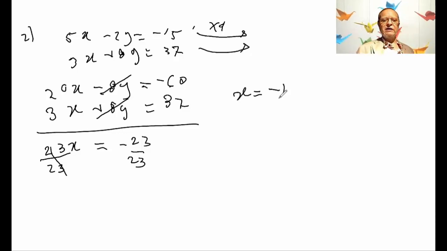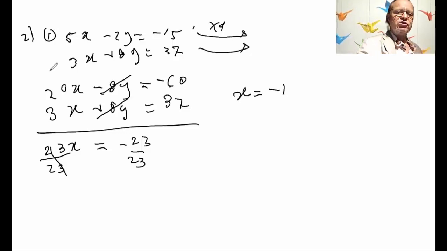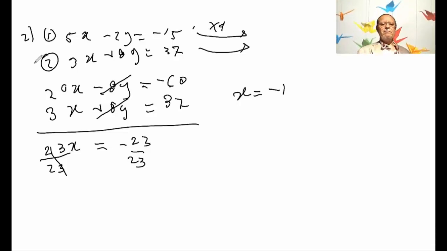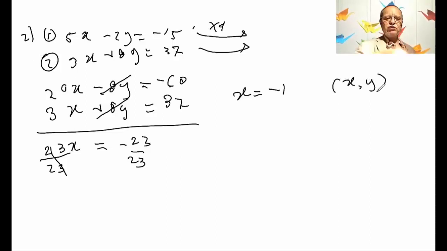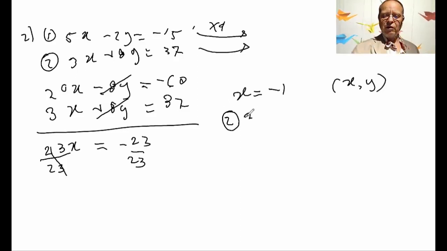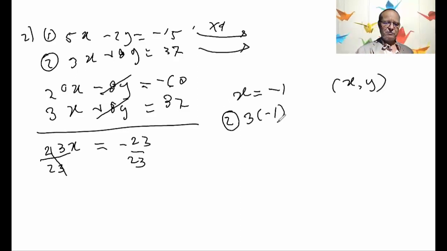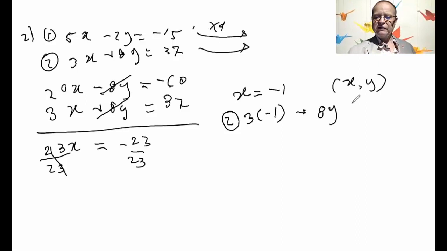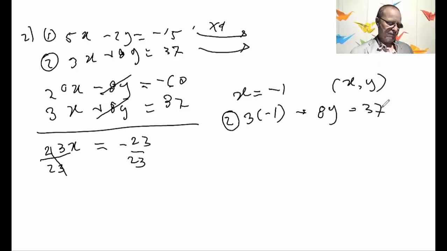Now the next thing I need to do is choose one of these equations and solve for y, because I need a coordinate, and a coordinate consists of an x and a y, where the two lines intersect. So I will take, let's say, equation number 2, and I'll plug in negative 1 where there's the x, because I just solved for that, plus 8y is equal to 37.